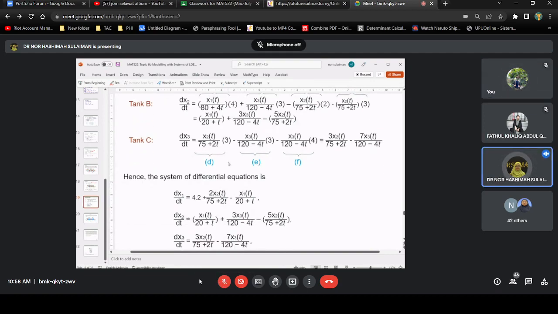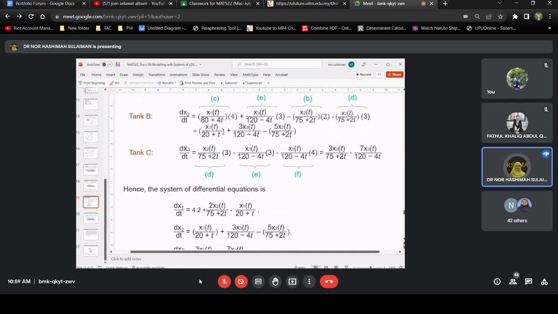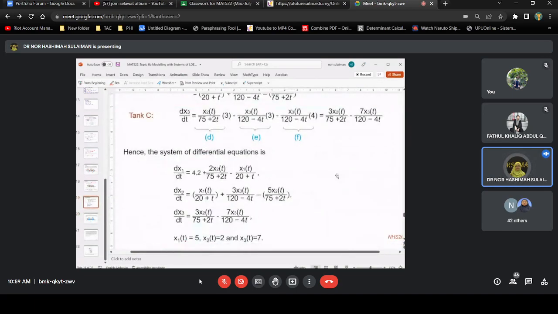Okay, so untuk tank C pun macam biasa juga. Tank C, D tolakkan dengan E, tolakkan dengan F. So we just perform the multiplication as it is and then simplify where necessary. So you should be getting 3 over 75 plus 2T X2 tolakkan dengan 7 over 120 minus 4T X3 lah. Okay. So basically the model can be written in this form, right? Saya hanya ambil yang the end product kat sini, alright? So these are the system of differential equations that represent the model, alright?